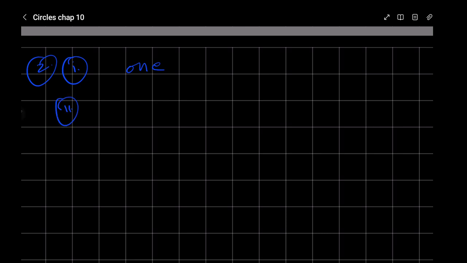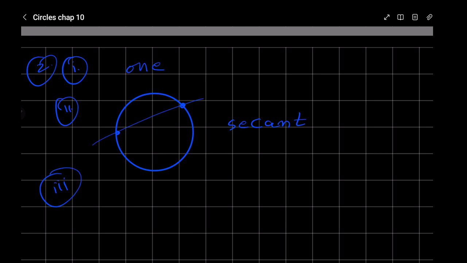Next, number 2: a line intersecting a circle in 2 points is called a... we have already seen it. This is a circle and this is a line. So a line intersecting a circle in 2 points, this line is intersecting at 2 points. It's called a secant. It's not called a tangent, it's called a secant. Let us go to question number 3.